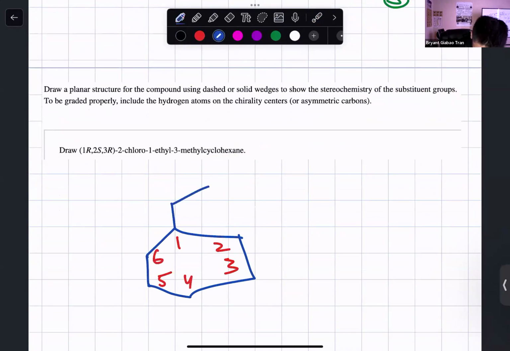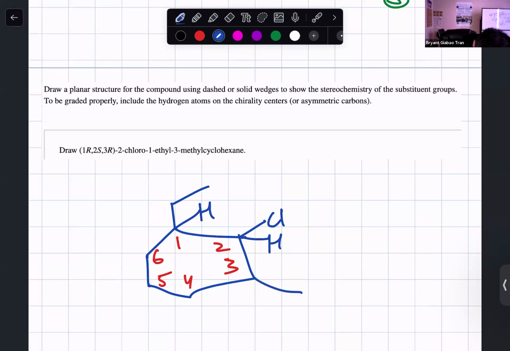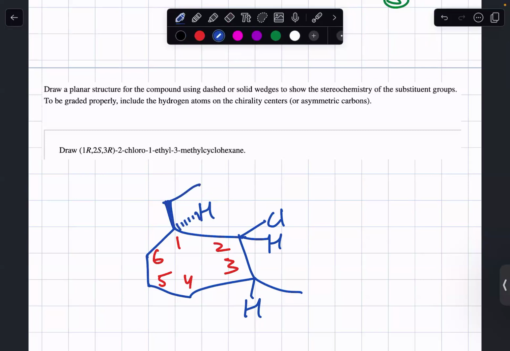We know there's going to be ethyl. Right now, I'm not doing wedge bonds. I'm just attaching the groups based on the name. Now let's look at carbon 1. For 1, it would be R, so first put the hydrogen as a dash. That would make the ethyl a wedge. And what would be the priority groups here? Would the first priority be the one with the chlorine?